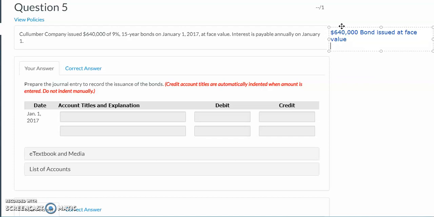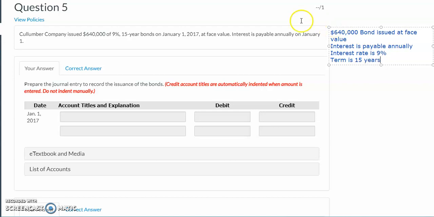Then we notice that interest is payable annually. So in every problem, you want to pay attention to whether interest is payable annually or semi-annually, and when it is payable. And the interest rate is 9%. And we also note that the term of the bond is 15 years.